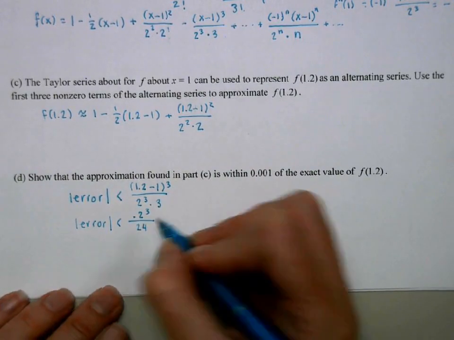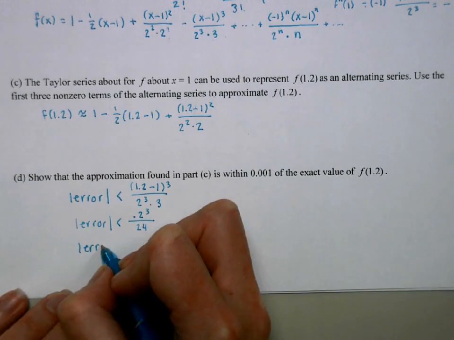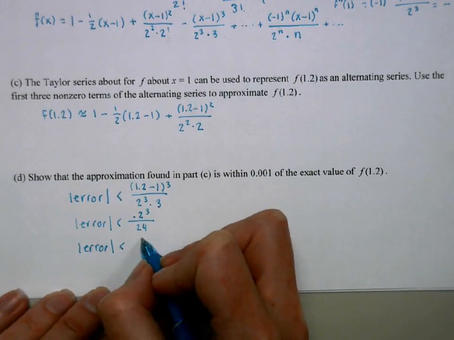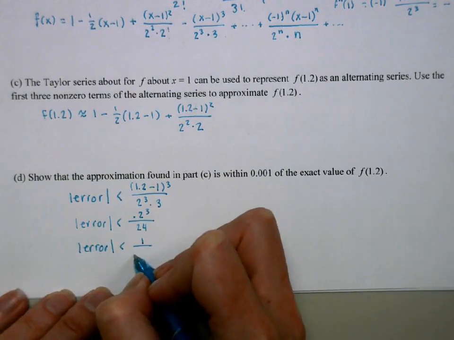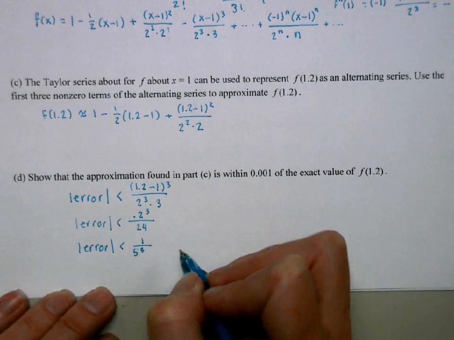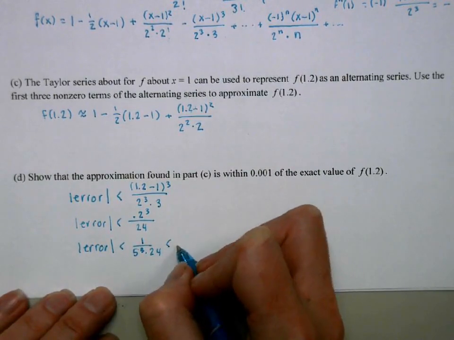I could write 0.2 is the same as 1/5. So I could write it as 1 over, so 1/5 cubed would be the same as putting 5 cubed in the denominator times 24, which I'm just going to go ahead and say is probably going to be less than 0.001.